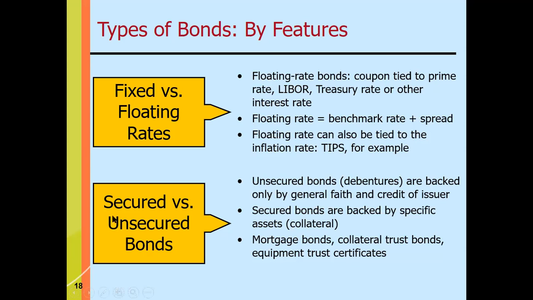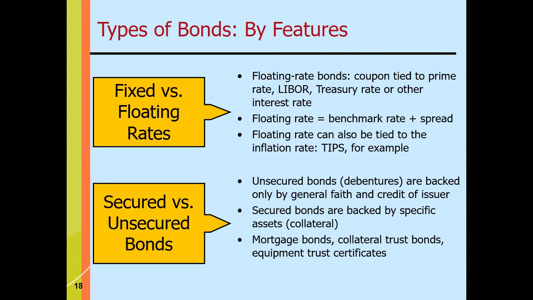Next would be secured versus unsecured bonds. Unsecured bonds, also known as debentures, don't have any collateral. They are backed only by the general faith and credit of the issuer. Basically, it's just a matter of knowing the credit standing of a certain prospective client, and upon knowing that such a person has at least a fair, up to excellent, credit rating, we provide the loan.